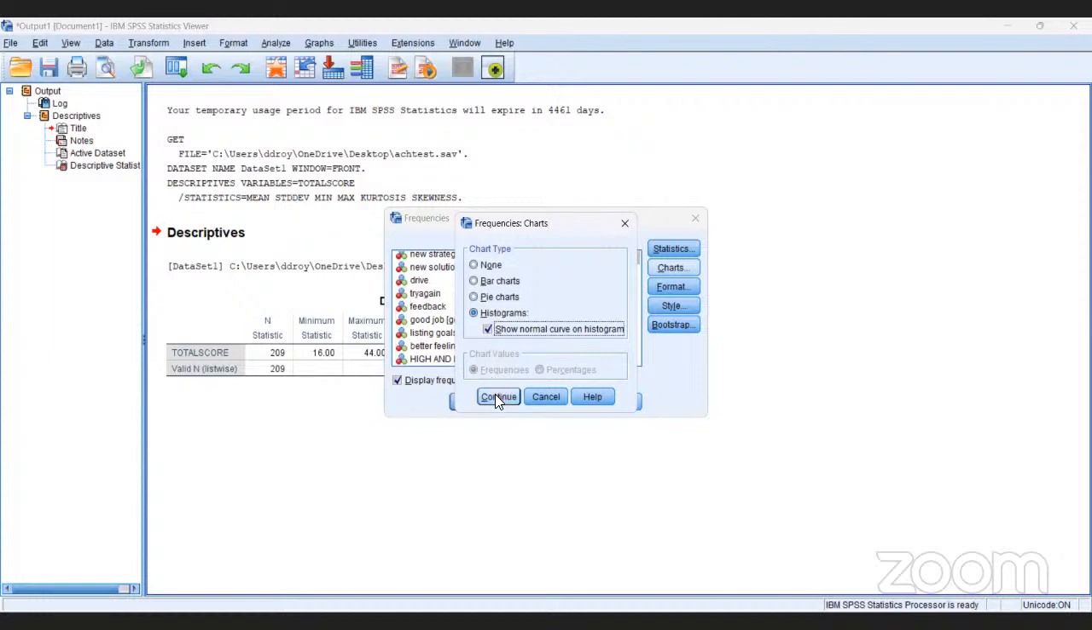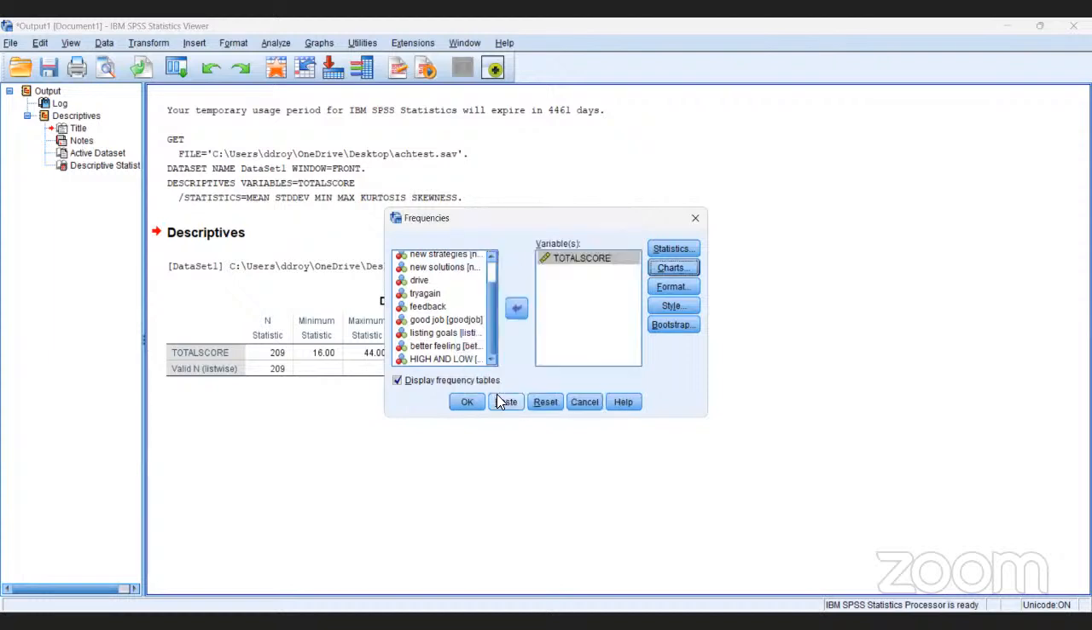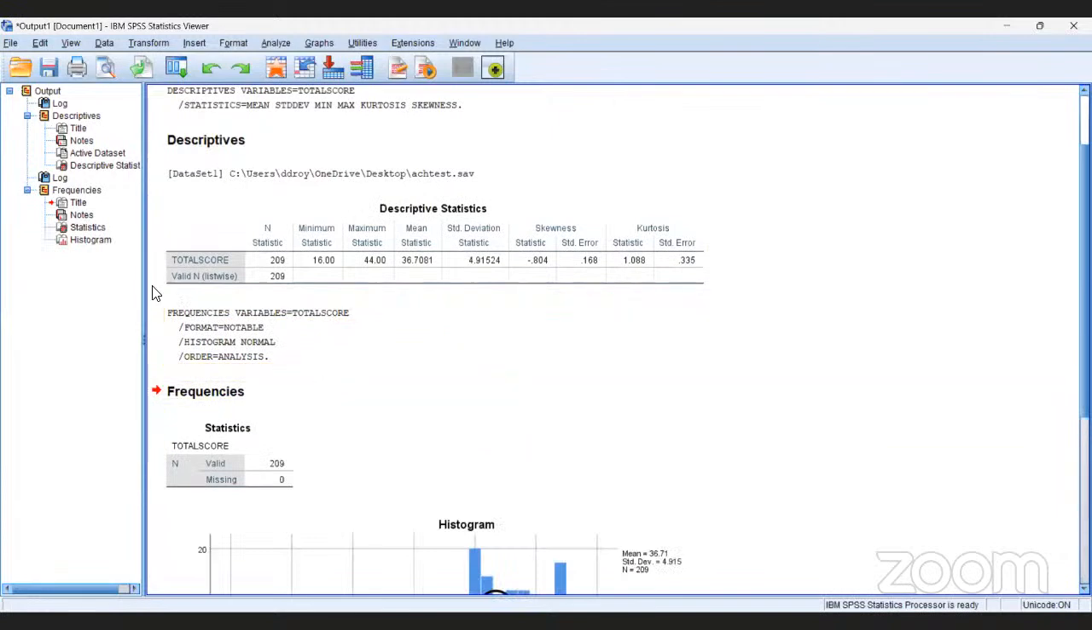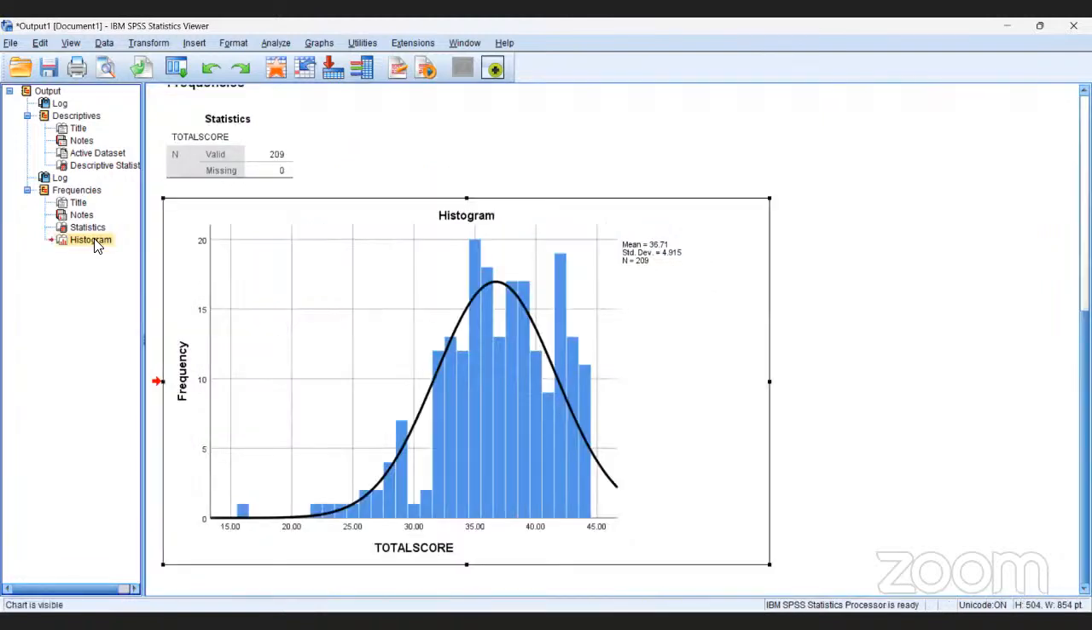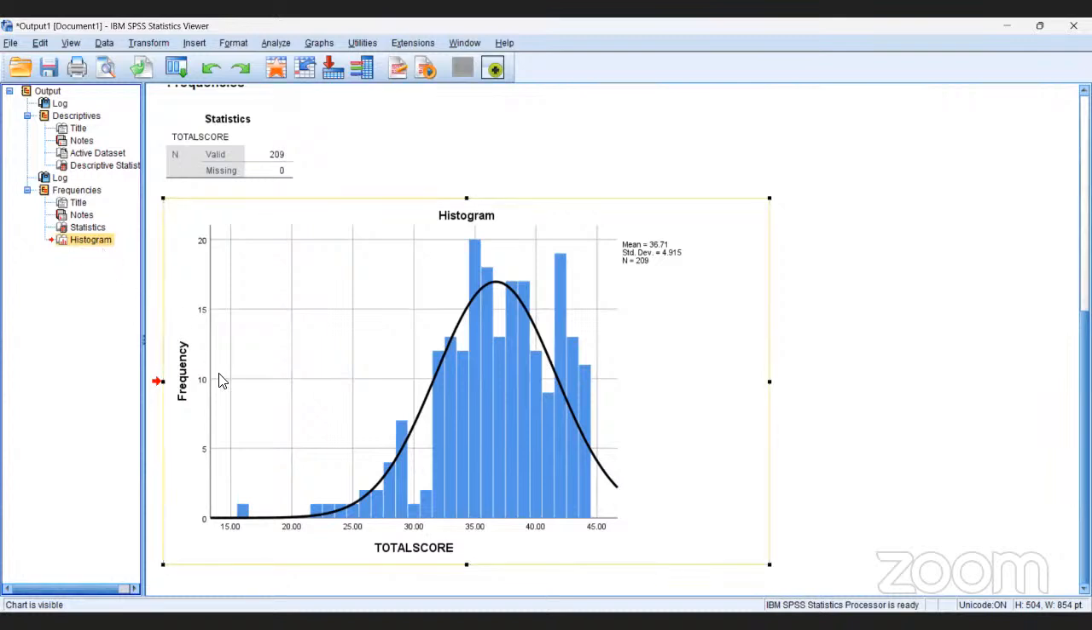So now I click continuous. Frequency table not required. So now I get the histogram, and I have noticed the distribution of the normal probability curve. This is the histogram. The minimum score is 16. That lies here. After that, the data starts from here.